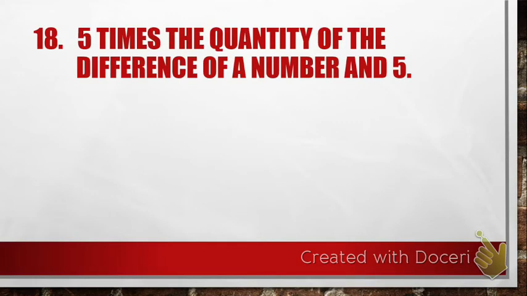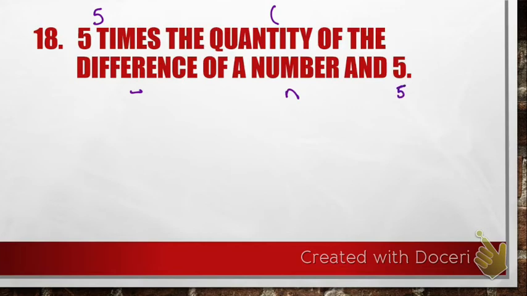Alright, 5 times the quantity of the difference of a number and 5. This one's tough because obviously there's a lot going on. The quantity, remember when we said quantity that there's going to be a parentheses? That's true in this instance. So it says 5 times the quantity of the difference. Difference means subtraction. Of a number, we'll use n, and 5.